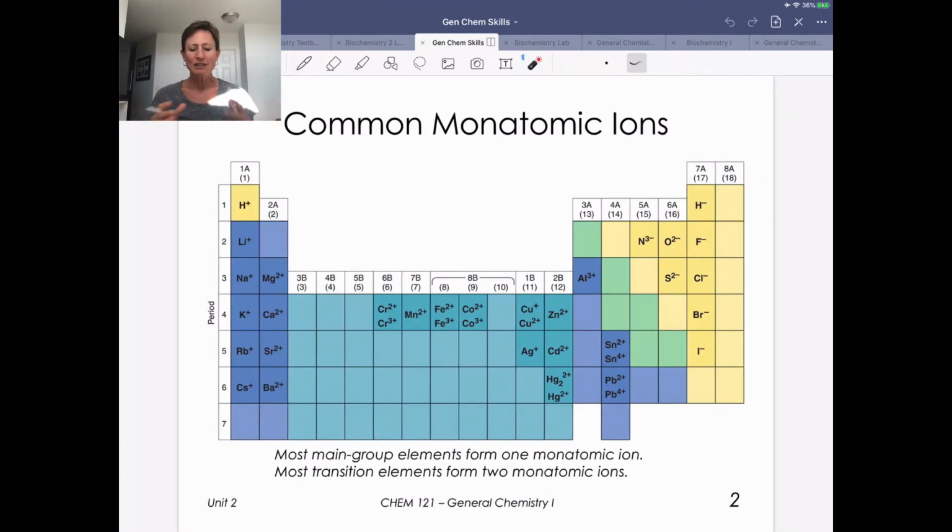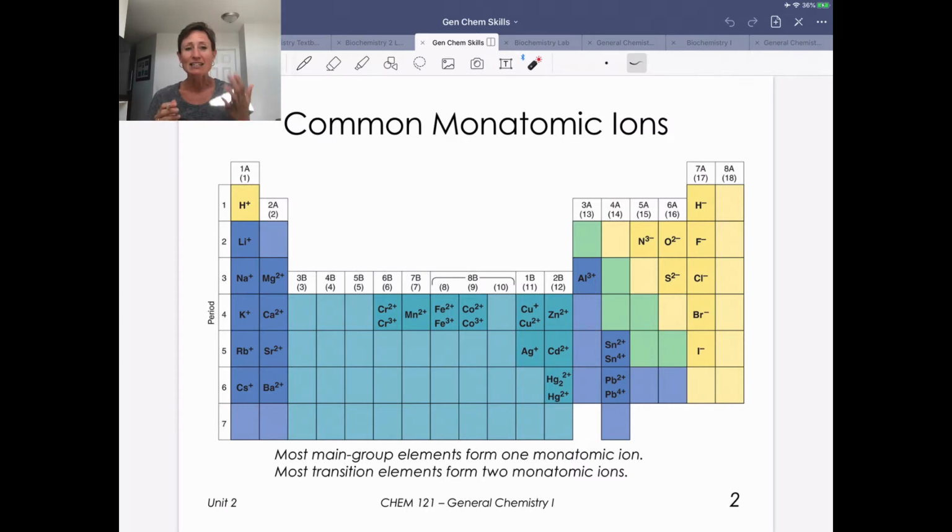So when we think about our periodic table, we have information that tells us what ions we're likely to generate, what we call monatomic ions, so single atom ions. Most things that we're going to find on the periodic table are going to form one monatomic ion. But as we highlighted before, some of these guys in the middle tend to have the possibility of having two monatomic ions. We call these transition metals, and they tend to have more than one possibility.